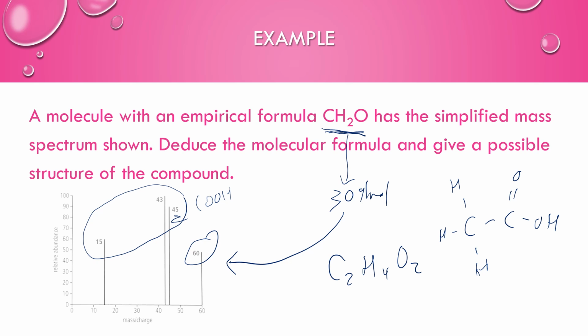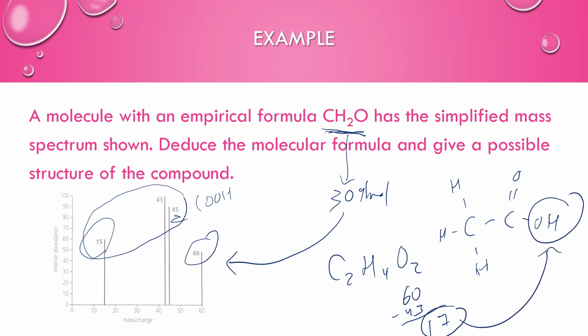So if I were to split it here, that goes into 45 and 15. 15 also pops up. And then if I were to do 43, well, let's see where that comes from. If I started with 60 and I got rid of 43, that means I'm left with 17. Well, 17 corresponds to OH, which also works. So this is a good structure for the compound. And so that's how you can use the peaks to very quickly figure out possible structures.